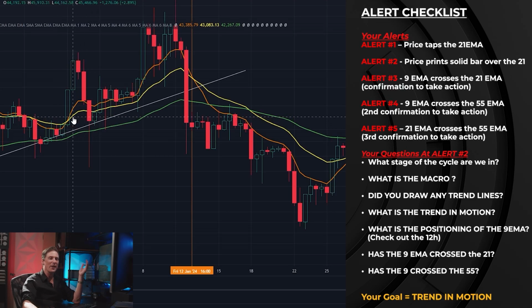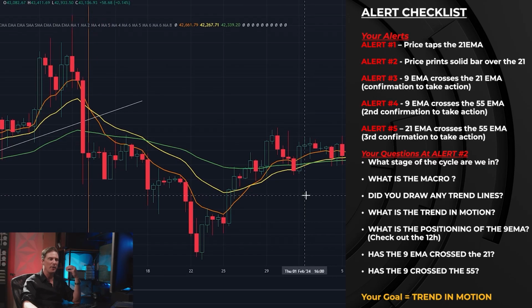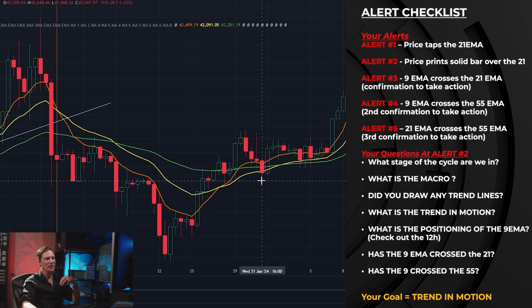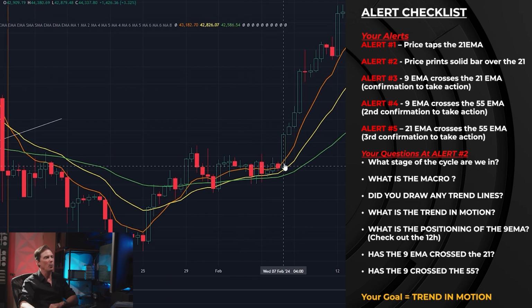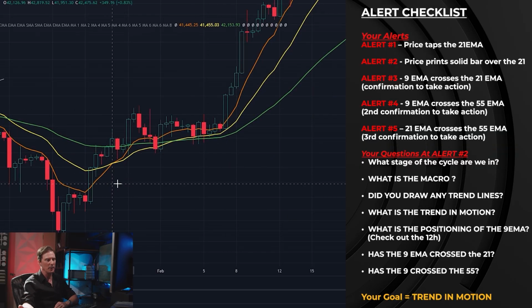Before, when it was getting ready to crash, it would tap the 21 and then print a candle over the 21. So what does it do if it's bullish? Before it takes off, it taps the 21. It prints a solid candle over the 21. And then boom, we got a trend in motion. It takes off. Now, how early you guys want to get into this is completely up to you.